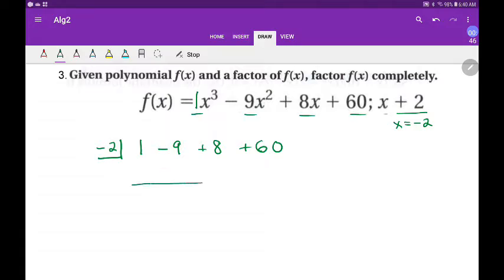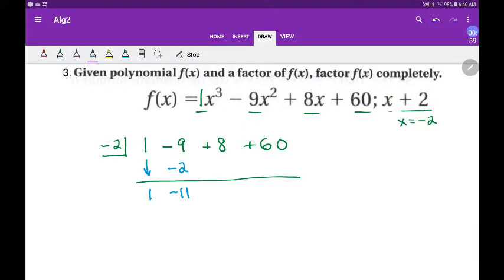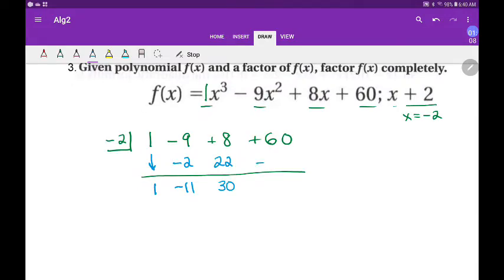And we do this. We bring down the 1. We just bring it down. And then we say negative 2 times 1. That's negative 2. I write it there, and I add it to the negative 9. I get negative 11. Negative 2 times negative 11, that's positive 22. And I add that to the 8, and I get positive 30. Negative 2 times positive 30 is negative 60. And when I combine those, I get 0.